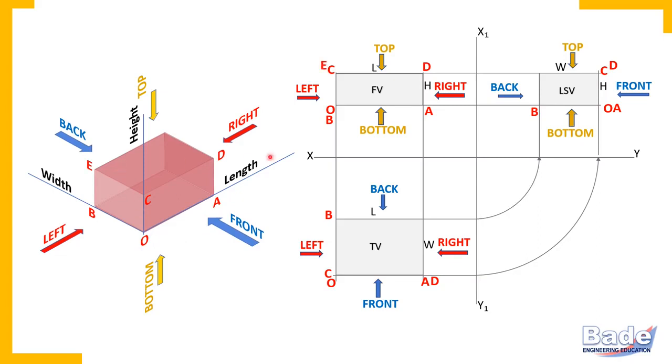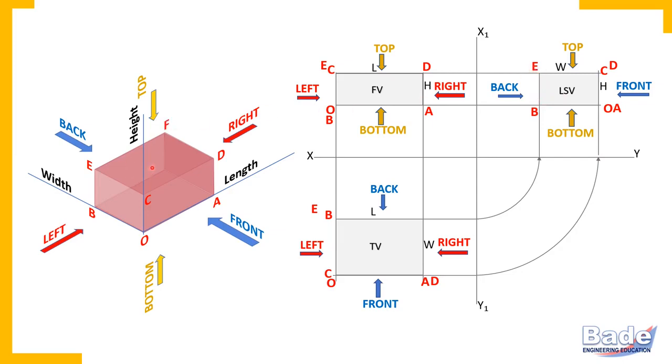E is at top and on the left, so this point is E. Point E is on the back side and on the left side, so this corner is point E. And point E is on the back side and at top, so this corner is point E.